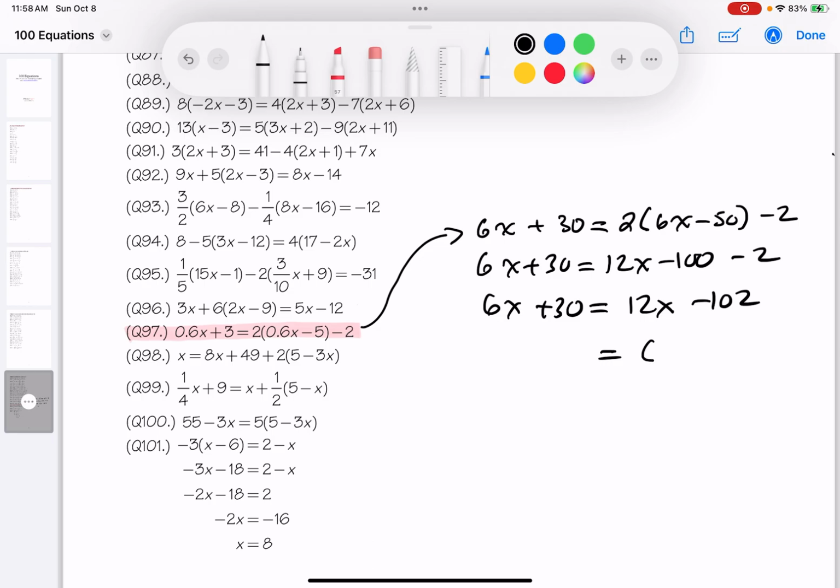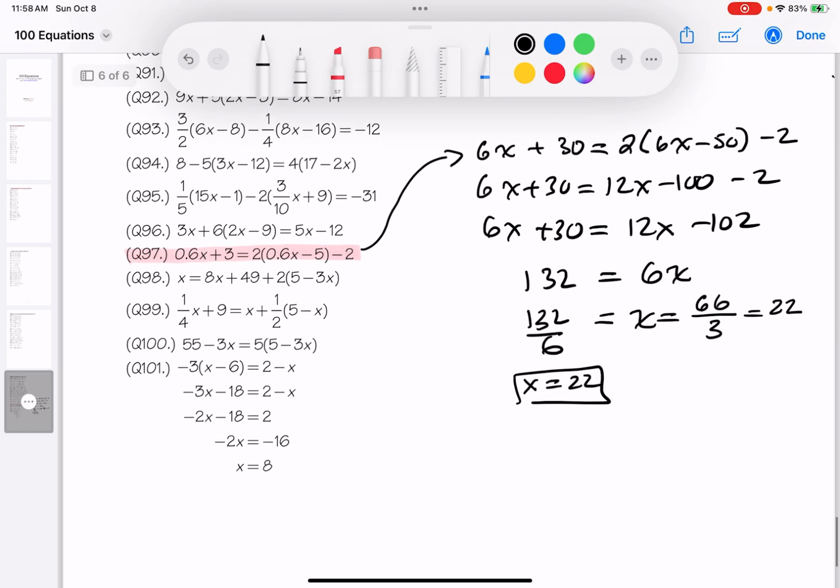I'm going to take 6x from both sides. I get 6x. I'm going to add 102 to both sides, which gives me 132. I'm going to divide both sides by 6, and you get 132 over 6. Let's do a slow division over here. Divide through by 2, you get 3. Divide 132, that's 66 over 3, and that's going to give you 22. All right, so x is 22.